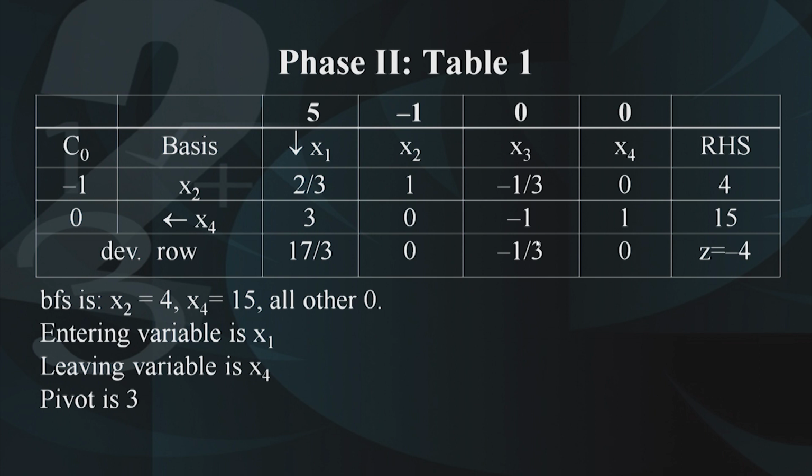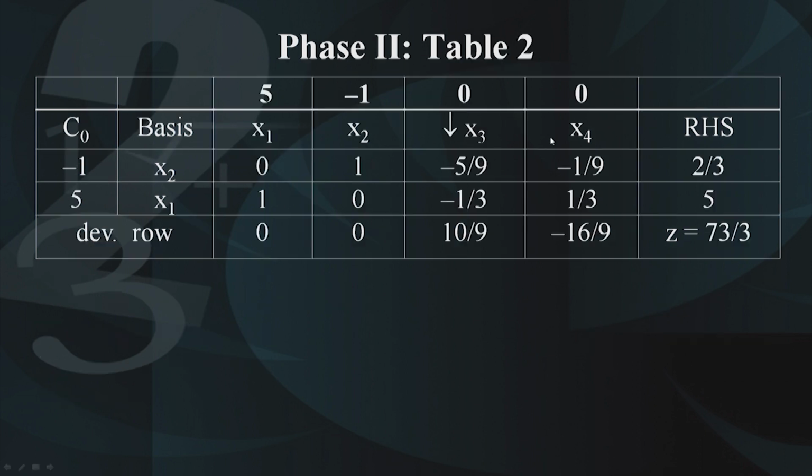Therefore, we will apply an elementary row operation. R2 has to be replaced by R2 by 3, and similarly we will apply another elementary row operation: R1 should be replaced by 2 by 3 R1 minus 1. So, this means that the entry under the x1 column will become 0 and 1, and this is the resulting table 2 for phase 2.